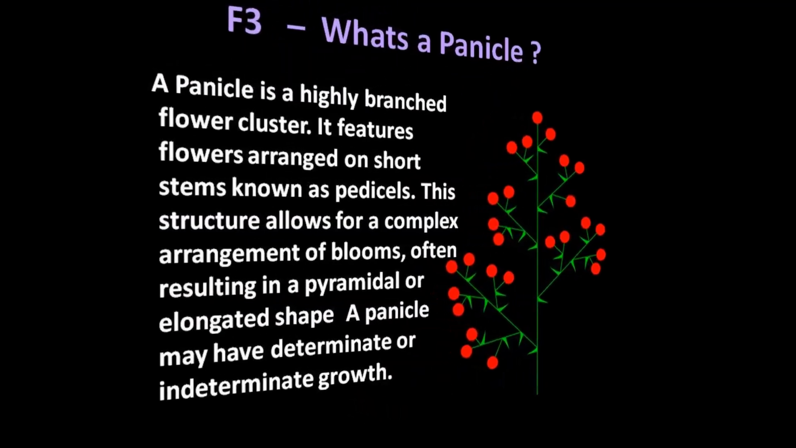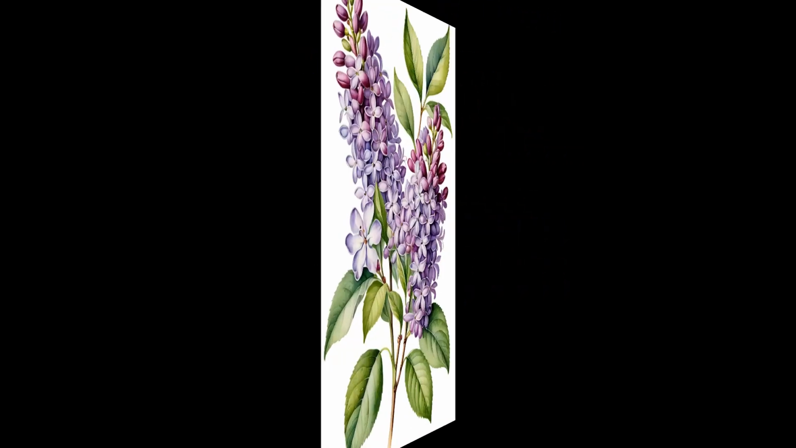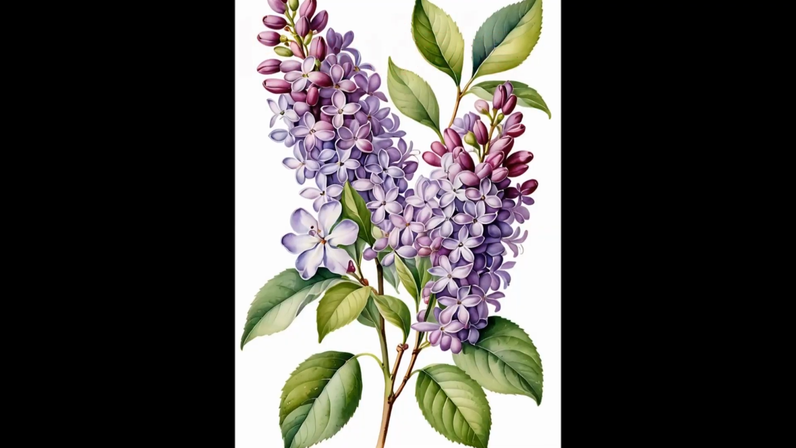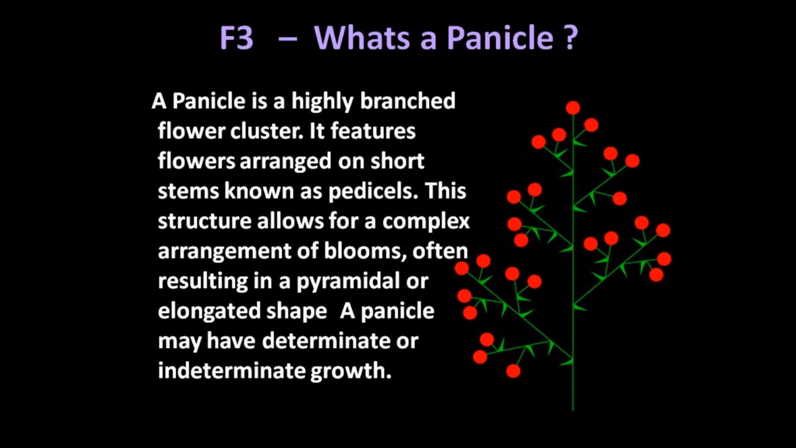As per our introduction, we referred to the term panicle. A panicle is a highly branched flower cluster and features flowers arranged on short stems known as pedicels. The structure allows for a complex arrangement of inflorescence, often resulting in pyramidal or elongated shapes. A panicle may have determinate or indeterminate growth.